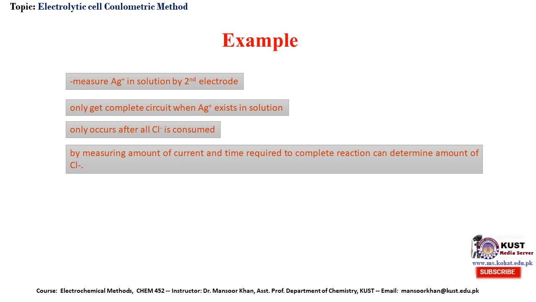So the amount of Ag when the current is stopped means the whole chloride is converted into AgCl. From the amount of Ag we can convert to the amount of current, from which we can determine the concentration of chloride which is present in the solution.